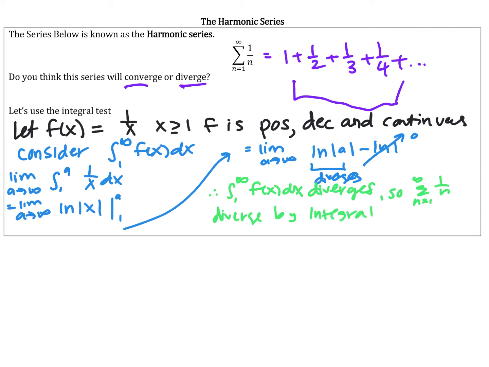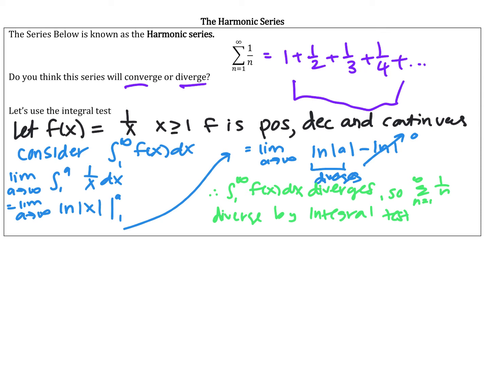Now, that may have been exactly what you thought was going to happen, but when I first looked at this series, my gut was that it was going to converge. With 1 over n, I have numbers that are getting smaller and smaller and smaller, and each time I cut them into smaller pieces, it seems like this is converging towards 0.